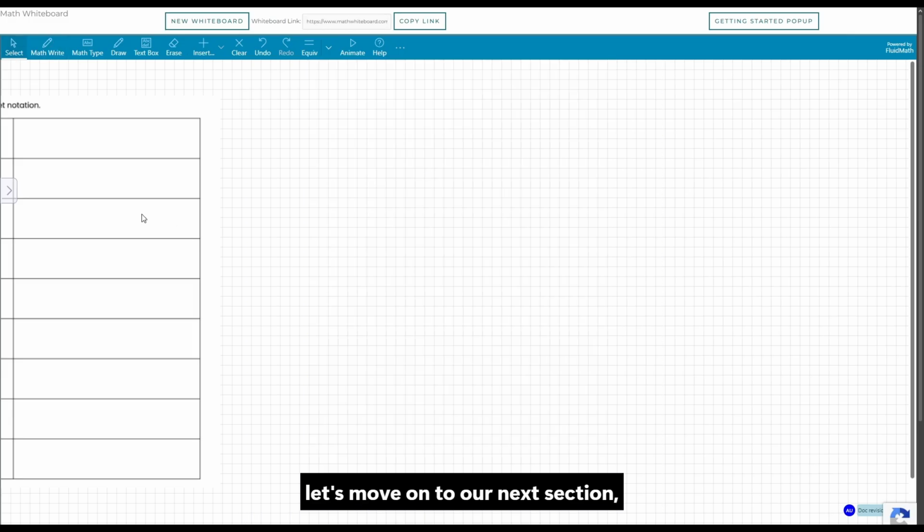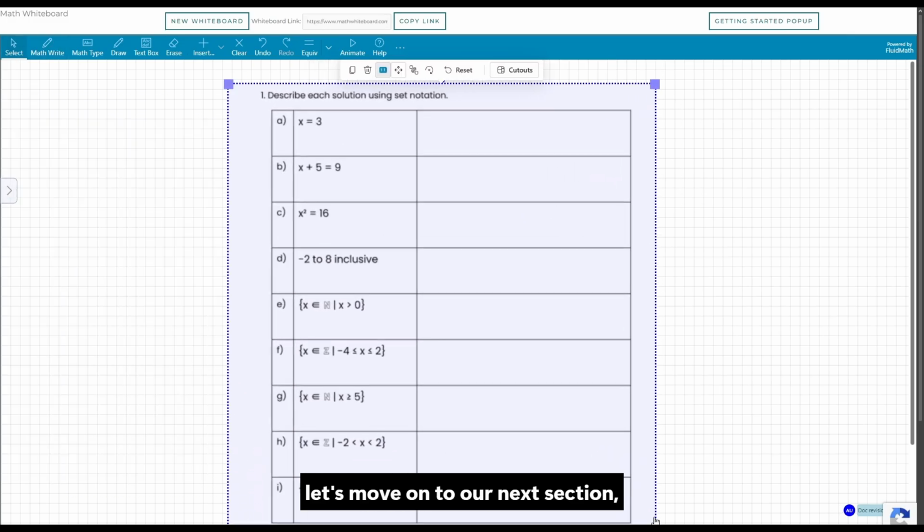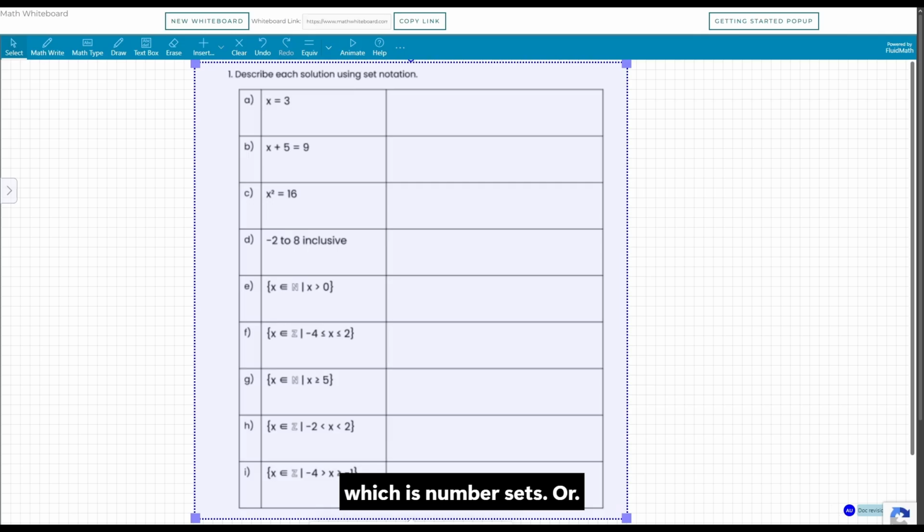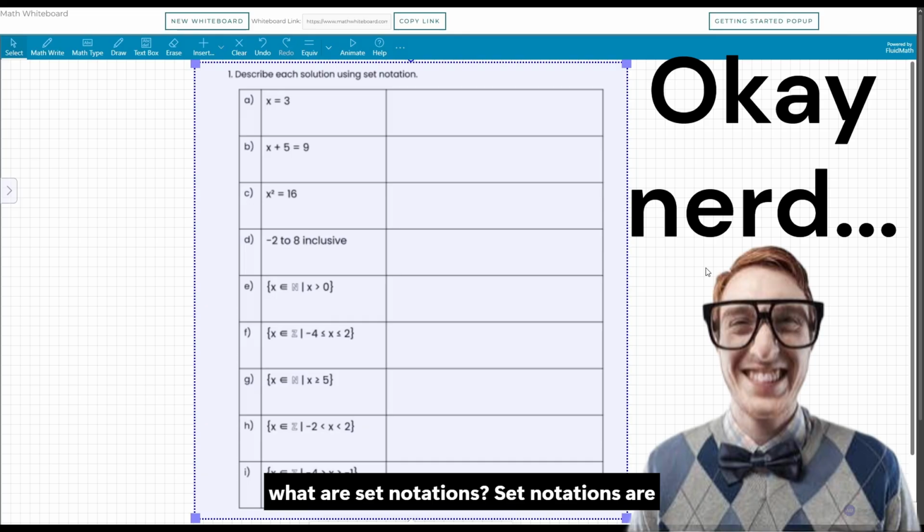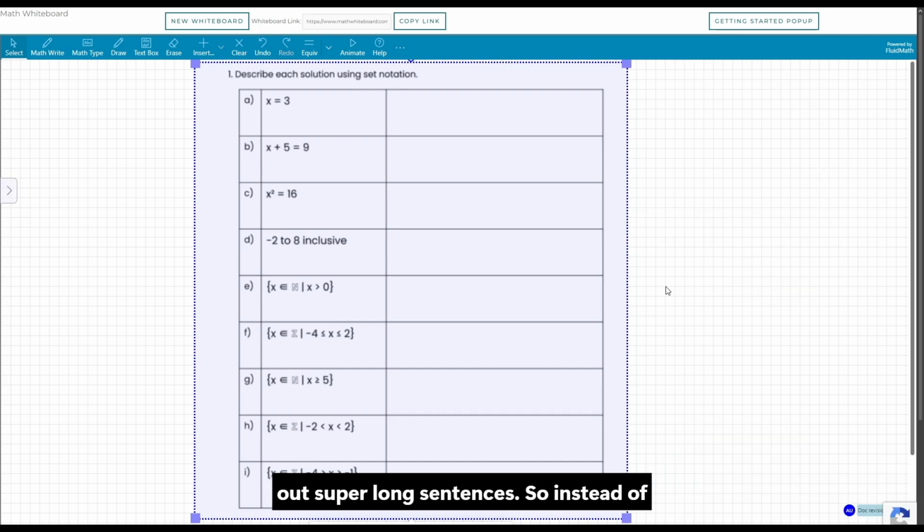Now, let's move on to our next section, which is set notation. So what are set notations? Set notations are a standardized mathematical language used to describe a collection of objects, usually numbers, without having to write out super long sentences. So instead of saying all whole numbers between 1 and 5, mathematicians use set notation to write it concisely. So how do we do it?